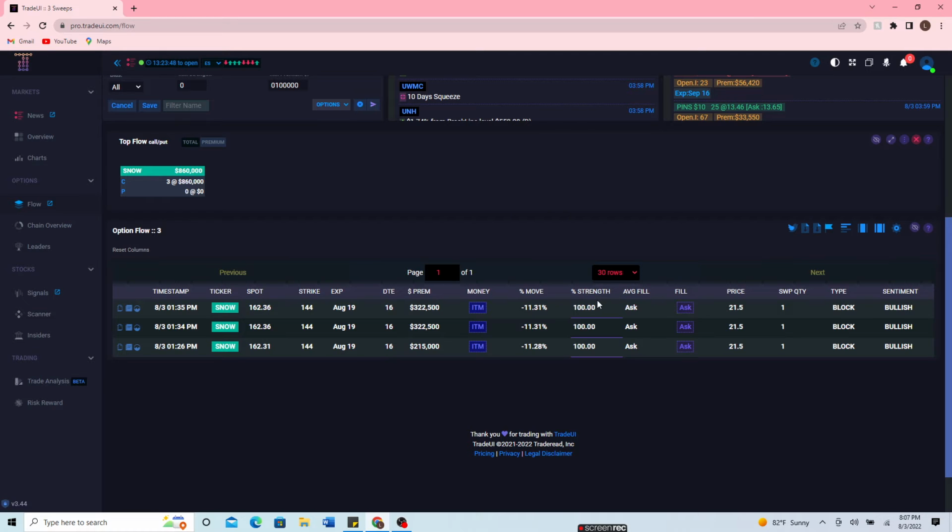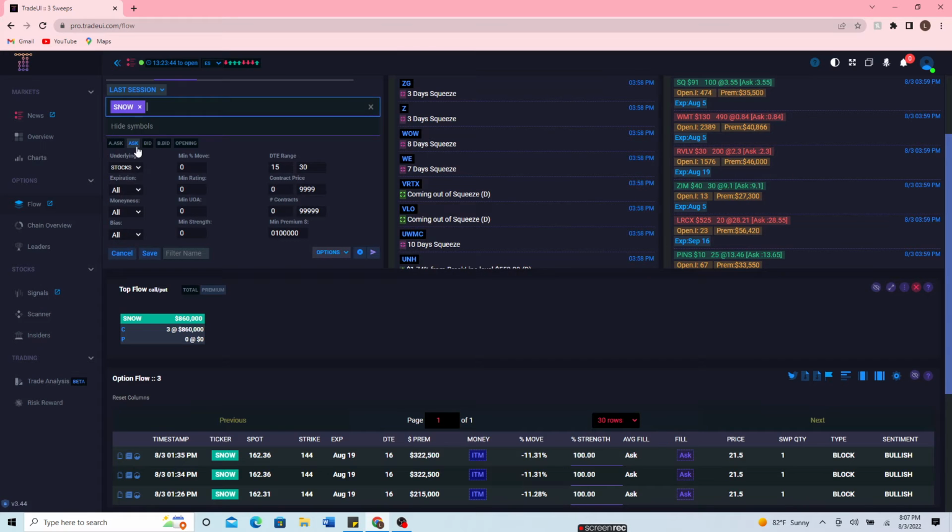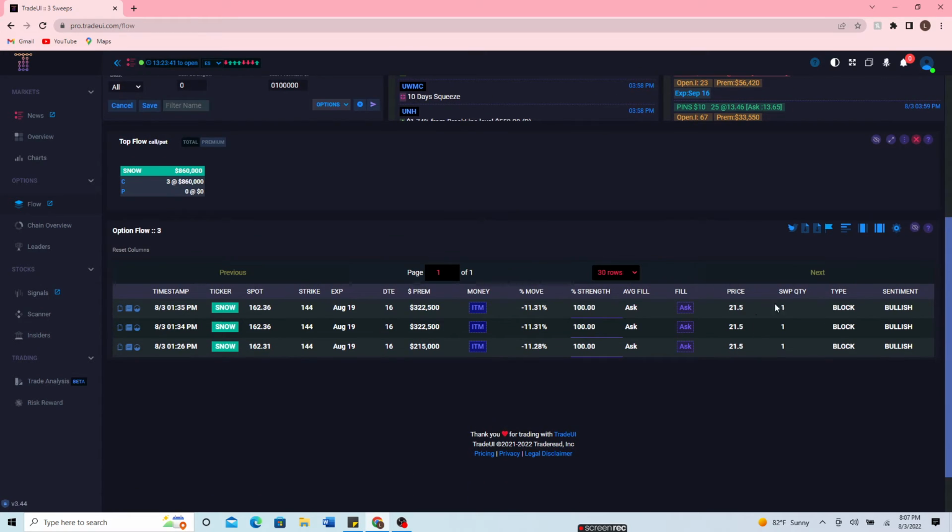It also gives you the overall strength, the average fill, which was all ask, which was filtered out right here. It'll tell you the price of the contracts, the number of sweeps, and whether it was a block trade or a sweep. In this case, all three of these were block trades. And it'll give you a sentiment. So all these were bullish positions on SNOW.